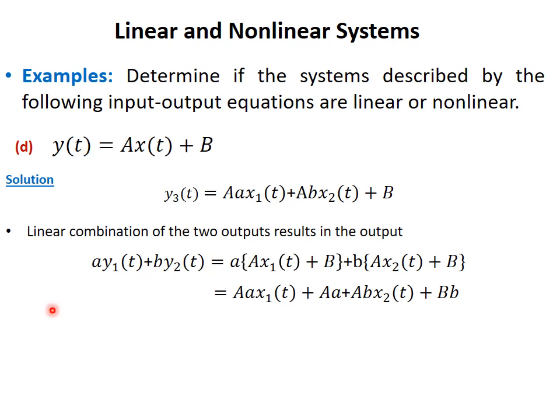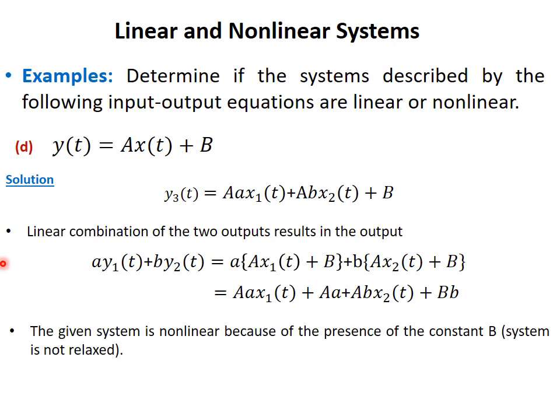But let me tell you another property of linear systems, called the relaxed property, relaxed system. A system with input 0 should have 0 output, right? For example, in this equation, if x of t is 0, y of t would be equal to b. It won't be equal to 0. So it is called a not relaxed system. Linear systems are always relaxed. Relaxed means when input is 0, output should be 0 as well, right? Since the system is not relaxed, therefore it is not linear. And if b was 0, then you can see that the output would be exactly the same.